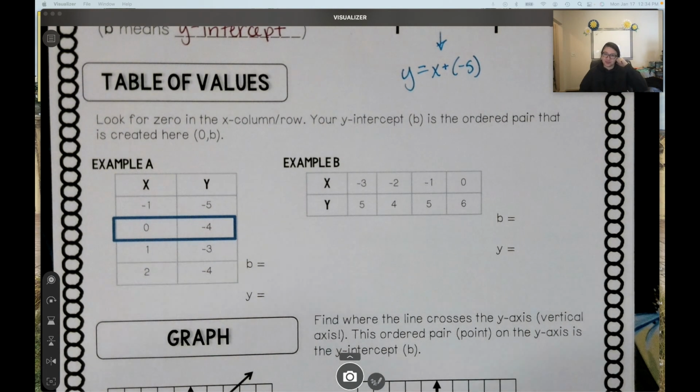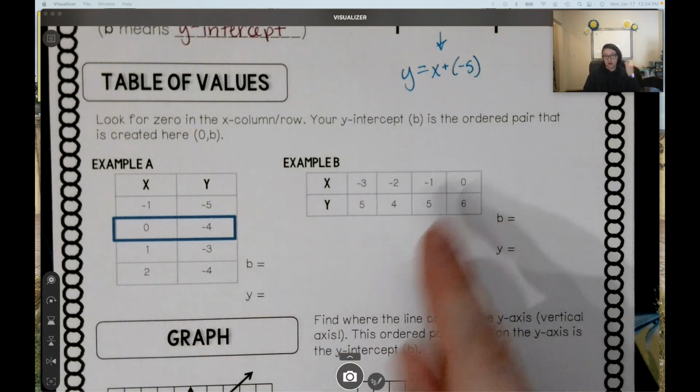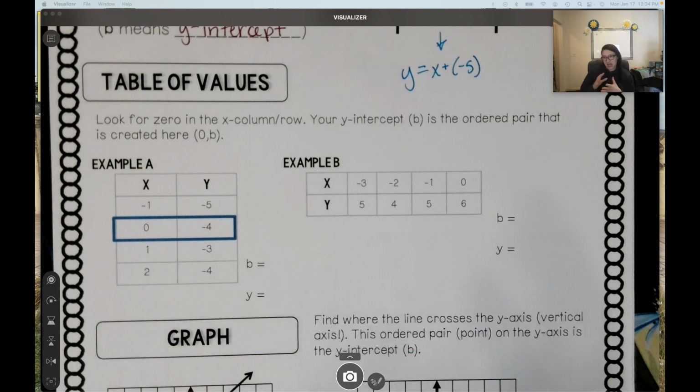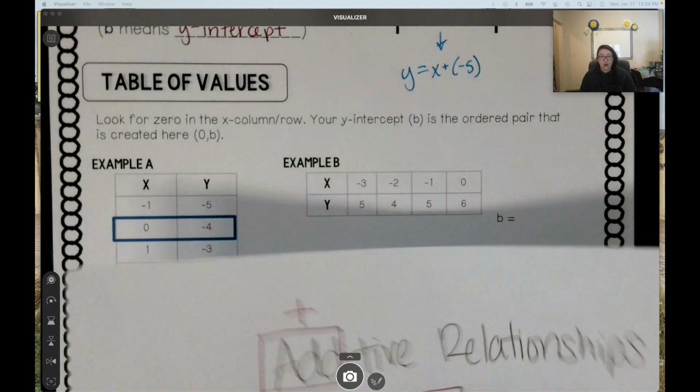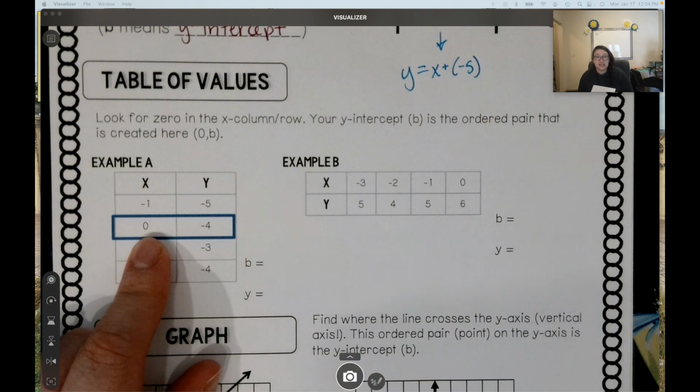All right. So now we're still taking a look at b. We're still taking a look at what makes additive relationships different and special compared to multiplicative relationships. That b, that y-intercept, that number that we add. In a table, we look for b in a different way. We look for our b where our x is equal to 0.